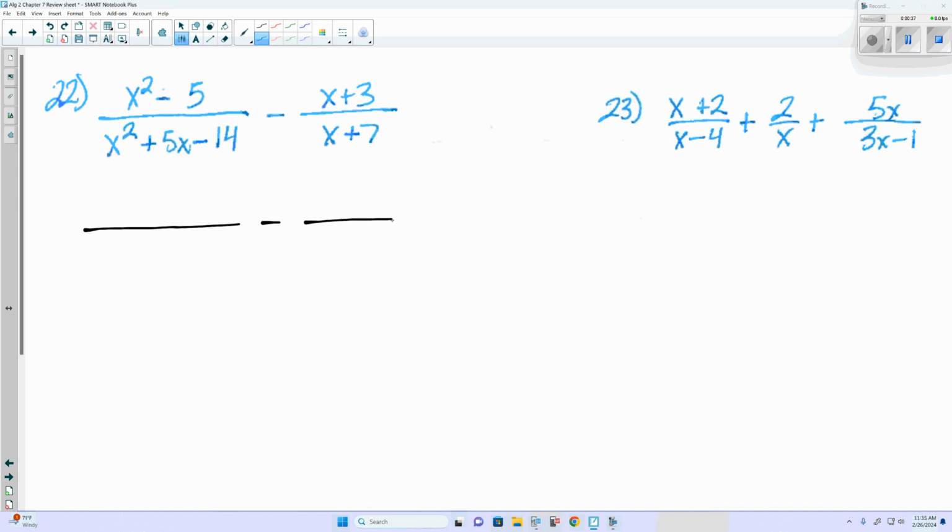Now, before we can start trying to get them to be the same, we need to make sure to factor every single denominator.